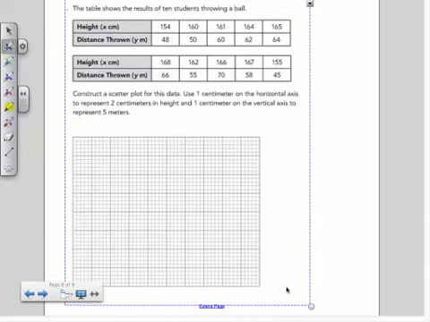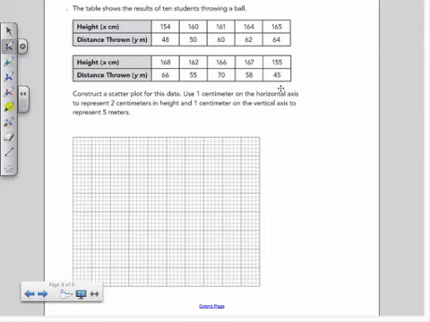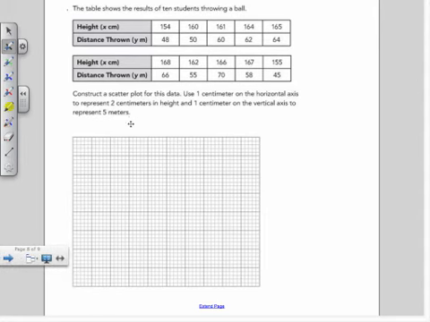All right, the table below shows the results of 10 students throwing a ball. Construct a scatter plot for this data. Use 1 centimeter on the horizontal axis to represent 2 centimeters in height and 1 centimeter on the vertical axis to represent 5 meters. First of all, we need to label our different axes. So this axis right here, we're going to say is height because it tells us that the height is x in the problem right here, and height is measured in centimeters. And then on the side, we're going to say that this is distance thrown.